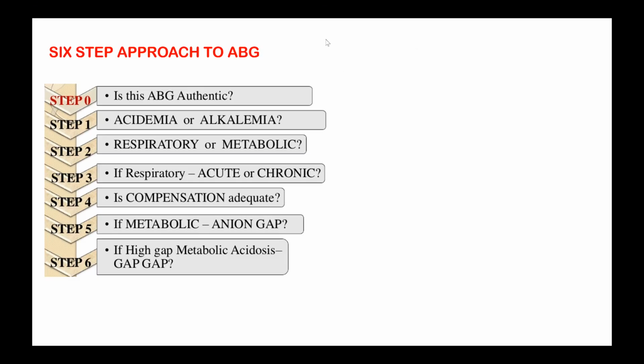So that is the approach which you go. First step is to find out whether it is acidosis or alkalosis. Then whether it is respiratory or metabolic using PCO2. And if it is respiratory, whether it is acute or chronic, and any compensation. And if it is metabolic, calculate the anion gap. And if the anion gap is high, then you have to go for the delta gap. Okay, so these are all the 6 steps that you have to follow.